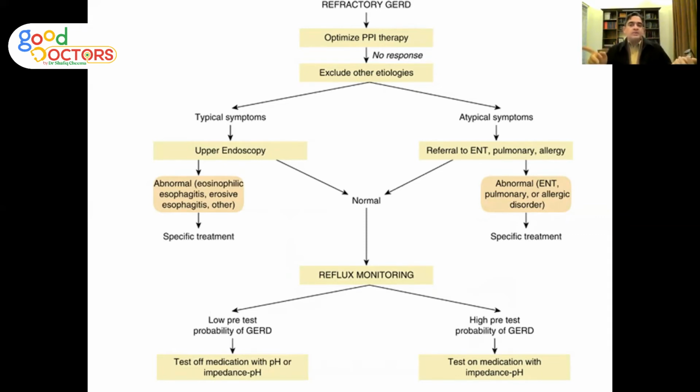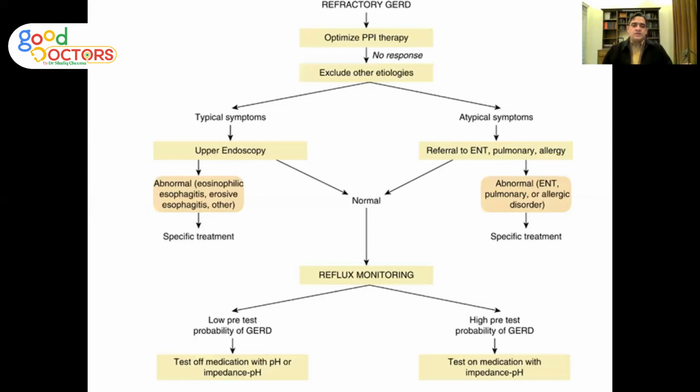If the symptoms are atypical, before proceeding to endoscopy, it's better to have an evaluation by an ENT specialist or pulmonologist, because atypical symptoms like cough, worsening of asthma, or regular earache need to be evaluated by the specialist as well. And if there is a disease related to other specialties, that needs to be treated. But if there is no other disease, and the patient has atypical symptoms, or typical symptoms with normal endoscopy, then you may need pH monitoring in this particular situation to confirm or verify your diagnosis.